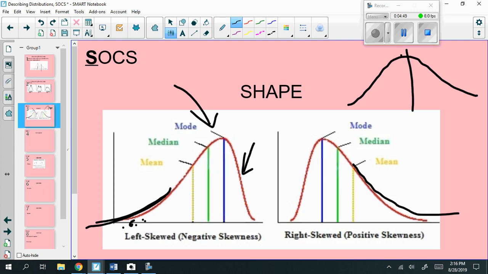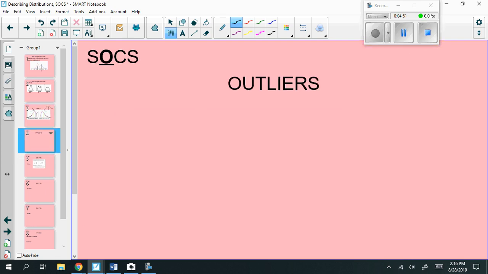The next part of SOCS is outliers. So outliers happen in a lot of different ways. We'll see later on box plots.